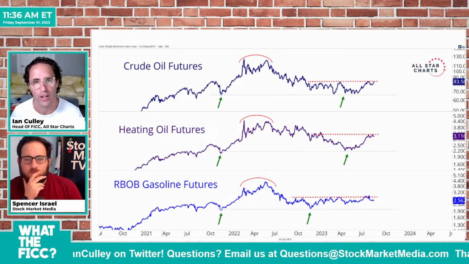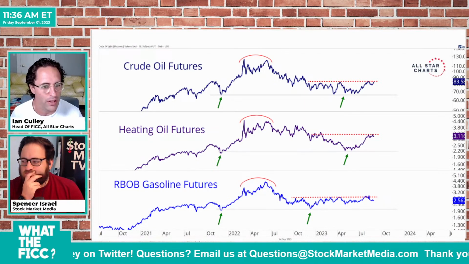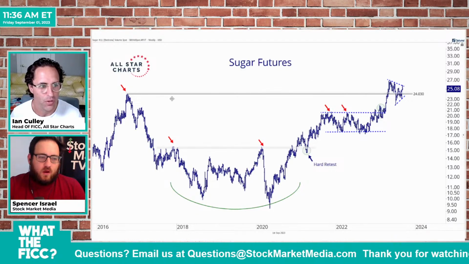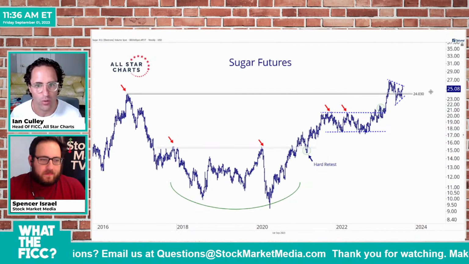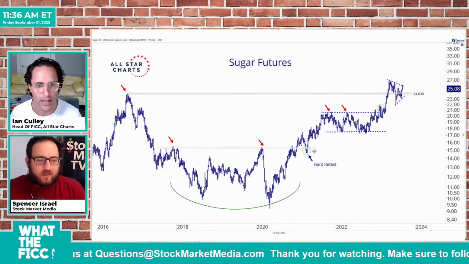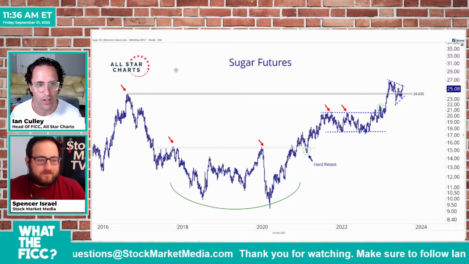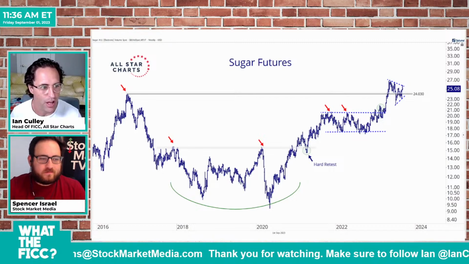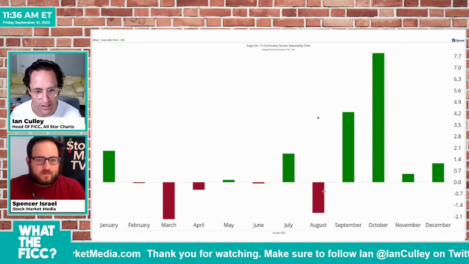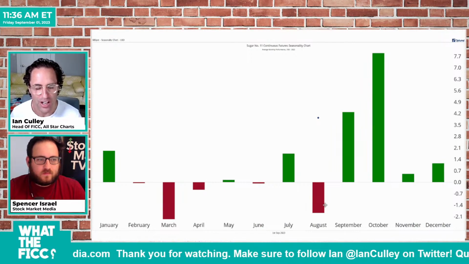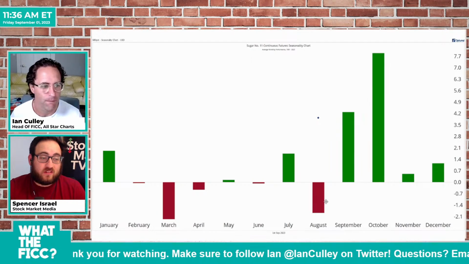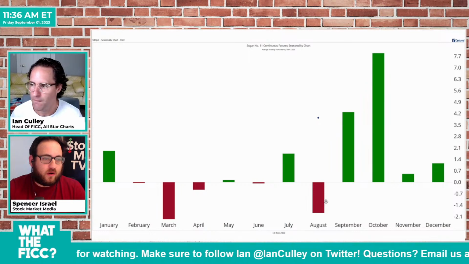We covered a couple of these markets on Wednesday, but when we look at sugar, here's sugar coiling right around that $24 level. Big base breakout, tight consolidation. We really like sugar futures. And what's interesting is how well sugar has done during a seasonally weak period. This seasonal chart looks the exact opposite of the energy one, right?